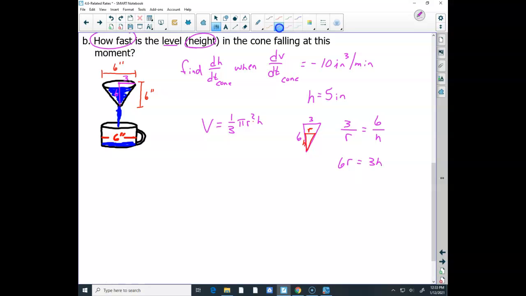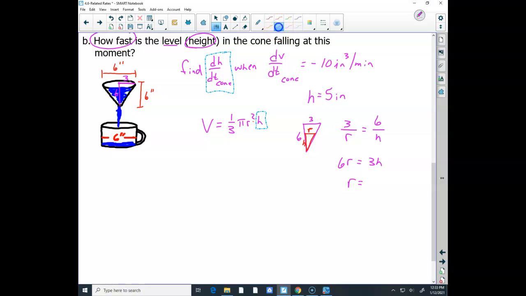Okay, now what do I want to find? My goal is to find dH/dt. So that means I want h left in my equation, which means I want to replace r, I do believe. Okay, so I'm going to solve this equation for r.